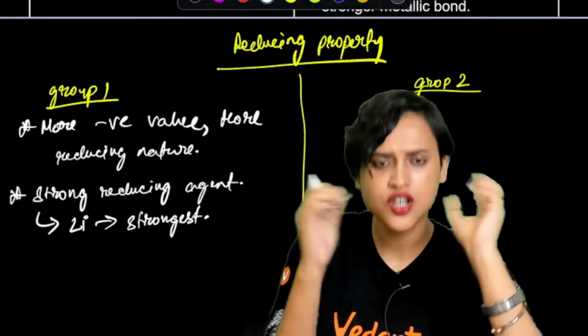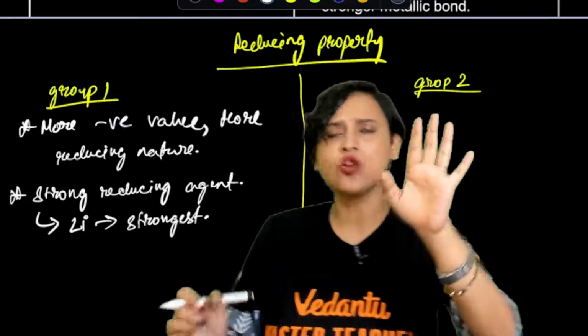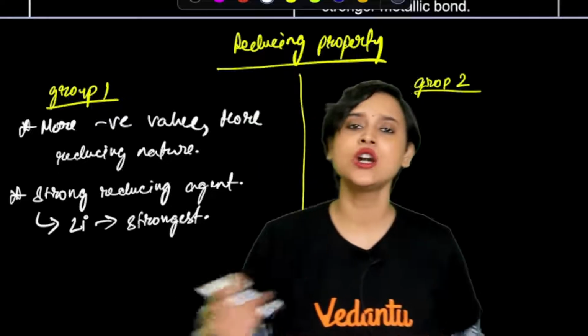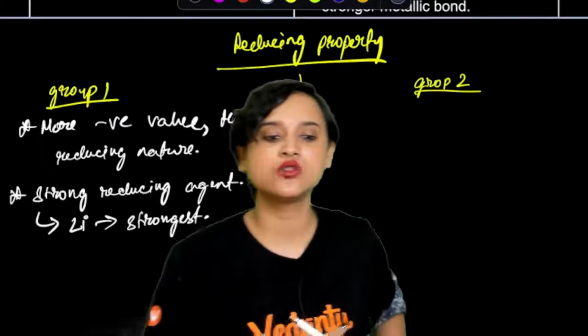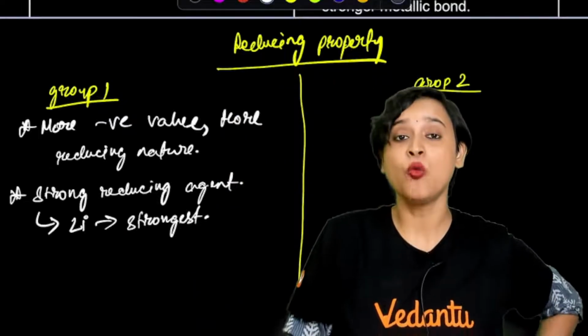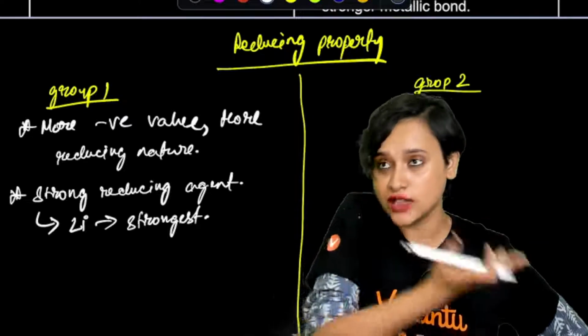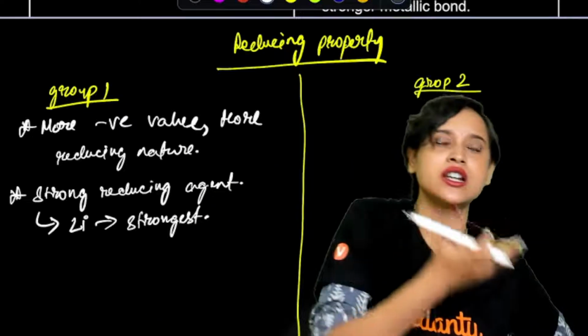They're very small size. So what happens? High hydration energy. But okay, now you might be asking, ma'am, what is the relation between reducing nature and hydration enthalpy?